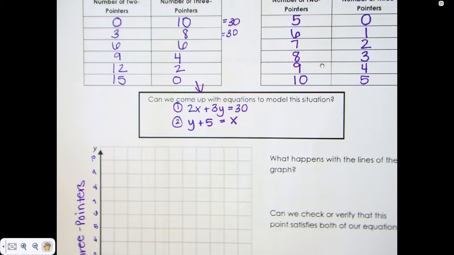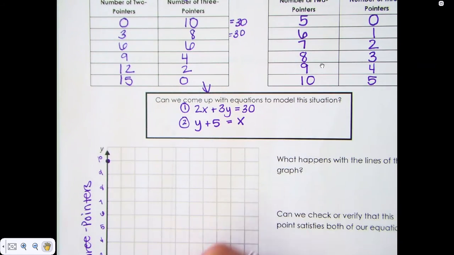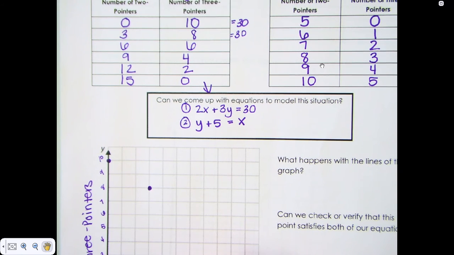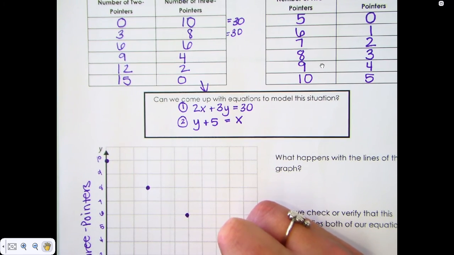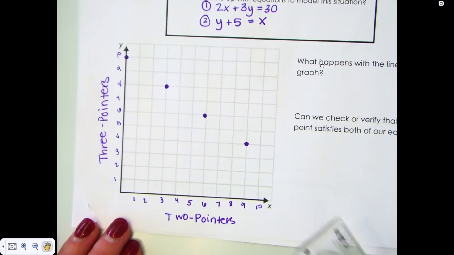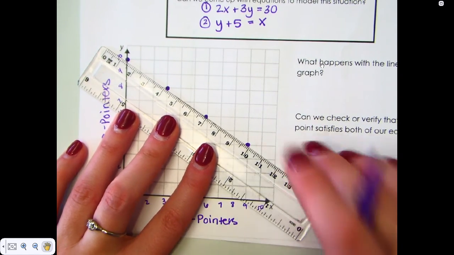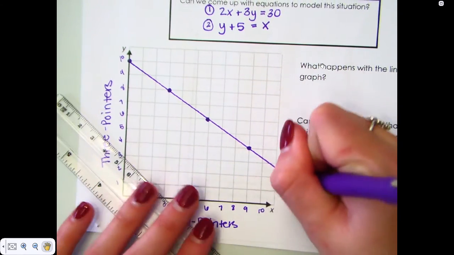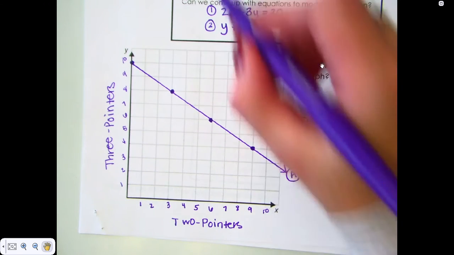Okay, all right, so let's see. I have 0, 10, that's my first point, so that'll be up here. I have 3, 8, that'll be here. I have 6, 6, that'll be here. 9, 4, that'll be here. And that looks like as much as I can fit on this graph. Okay? So I'm just going to connect my points here. And I'm going to label this line A, just so I know that that represents that table.